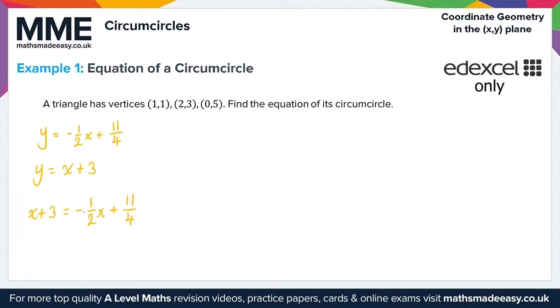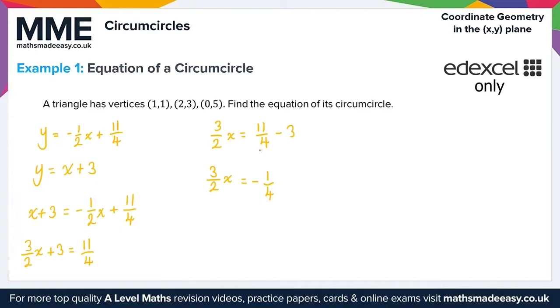So in that case, adding a half x to the left hand side and the right hand side here, that will give us 3 over 2x. We've still got this plus 3 here, and that will be equal to 11 over 4. So remember, we're solving for x here, so now we need to get rid of this plus 3 on the left hand side. So to do that, we subtract 3 from both sides. So we get 3 over 2x is equal to 11 over 4 minus 3. Okay, so that gives us 3 over 2x is equal to minus a quarter there, minus 1 over 4.